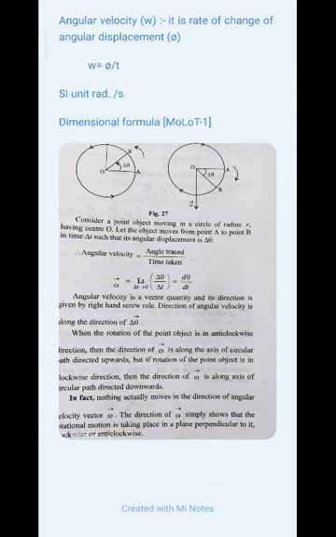Already you know that these vectors, omega and angular displacement theta, are called axial vectors. These are called axial vectors, but their direction is given along the axis of rotation.